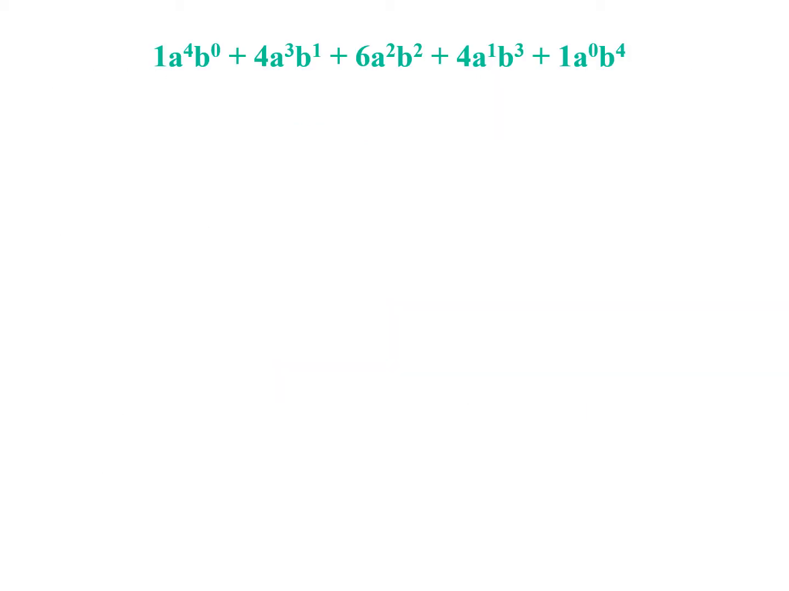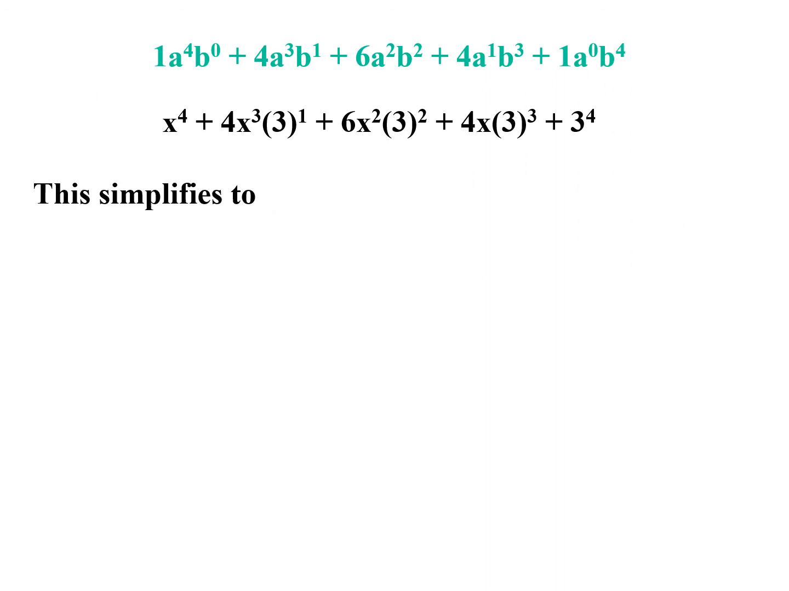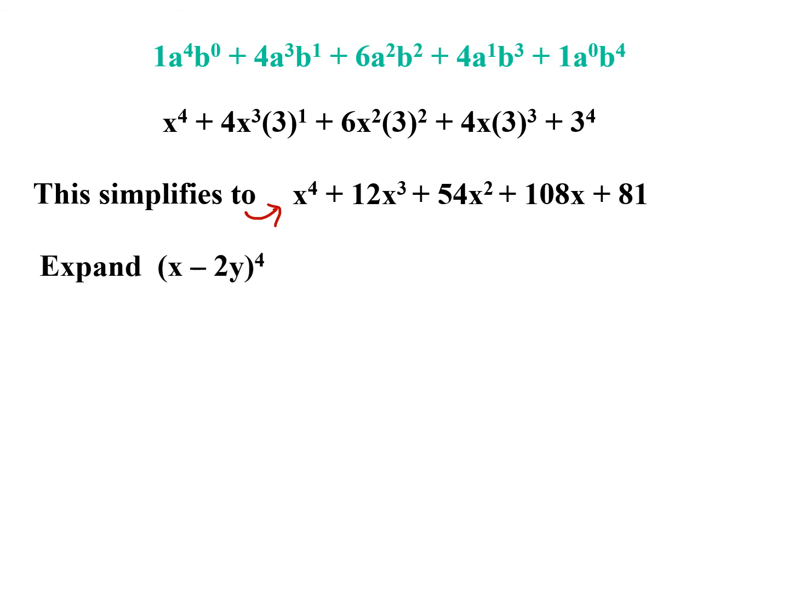So when we are putting the values of a and b, we are getting this simplification. Let's simplify it a little bit more and do the multiplication. So 4 will be multiplied to 3, 6 will be multiplied to 9, 4 will be multiplied to 27 here, and then 3 to the power 4. So you can simplify the final step of the binomial expansion as this. So here we have seen for the first example how to write the binomial expansion using Pascal's triangle.